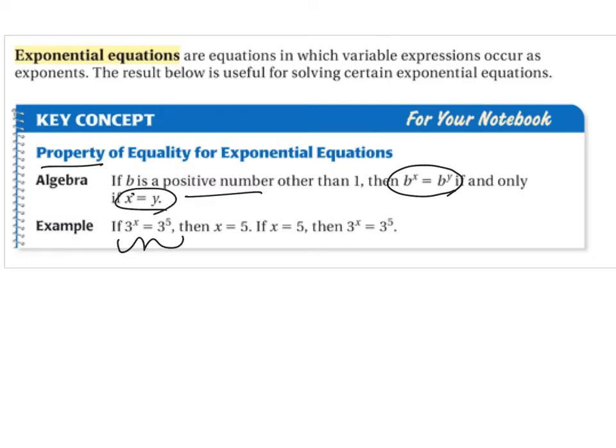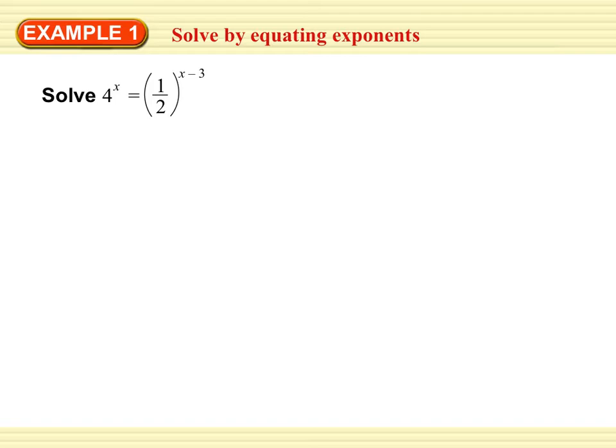Example: if 3 to the x equals 3 to the 5th, then we can just say that x equals 5. If x equals 5, we can go backwards. Then I can say that 3 to the x equals 3 to the 5th. Okay, we're going to use this property both ways. Okay, let's try one.